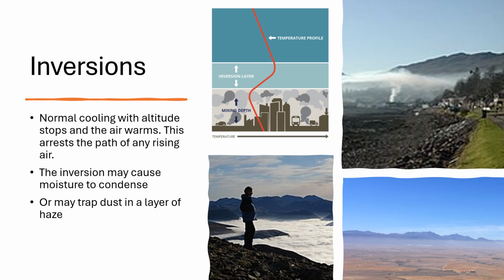The bottom right image shows a strong inversion across the valley in Porterville, South Africa. In thermal cross-country flying, pilots often find their thermals slowing and getting more turbulent as the rising air bubble meets a layer of warmer air that arrests the rise of their thermal.